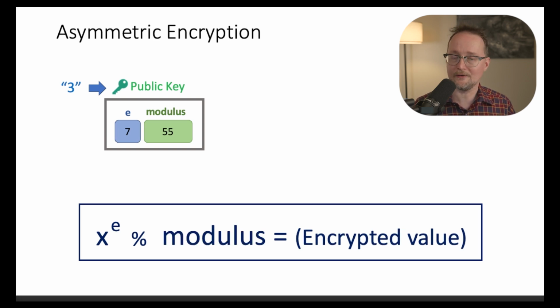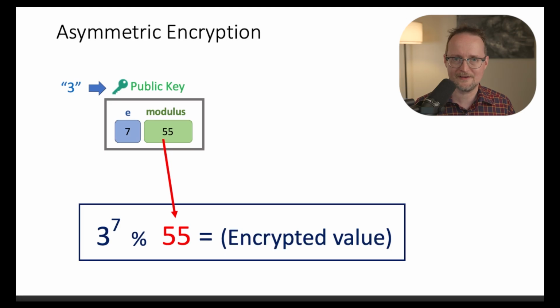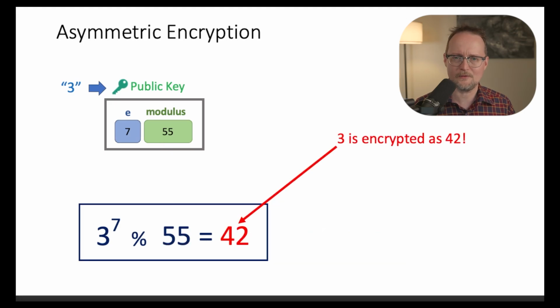Okay, now that we know what all the terms mean, let's start plugging in some values. We'll set x to 3, and again, this is the number that we want to encrypt. Next, we'll grab our exponent from the public key, so that's 3 to the power of 7. We'll then set our modulus to 55. If we do the math, we'll get 42. So we encrypted 3 into 42 using our public key.